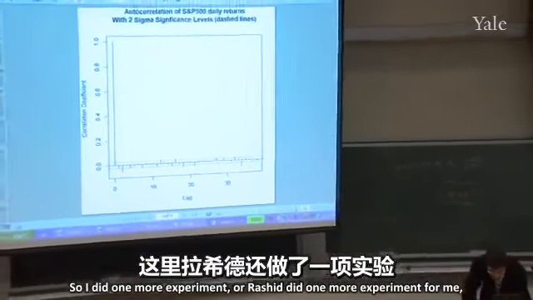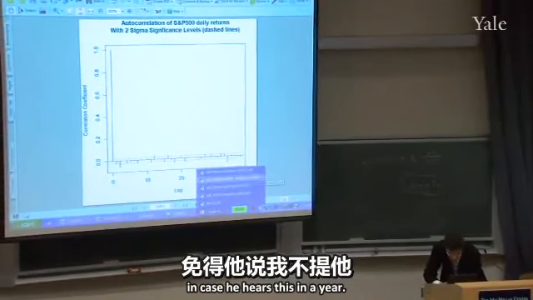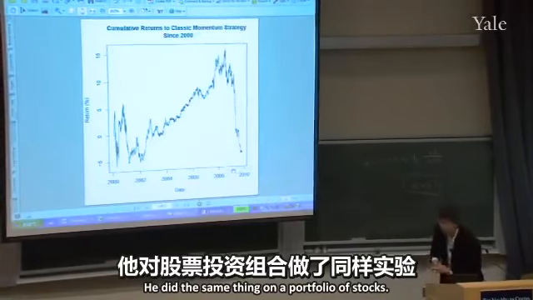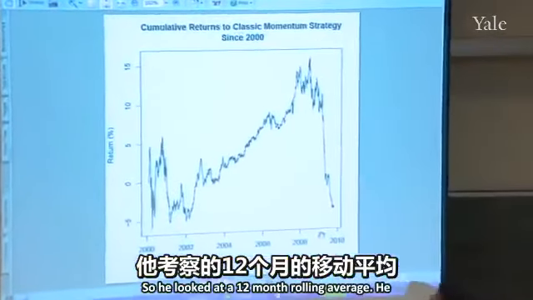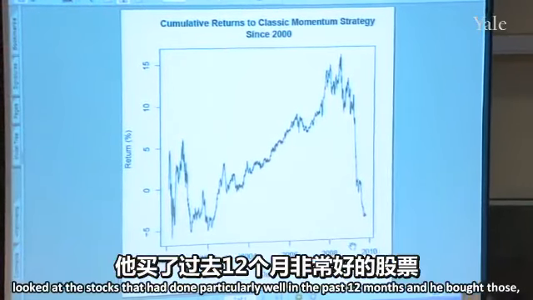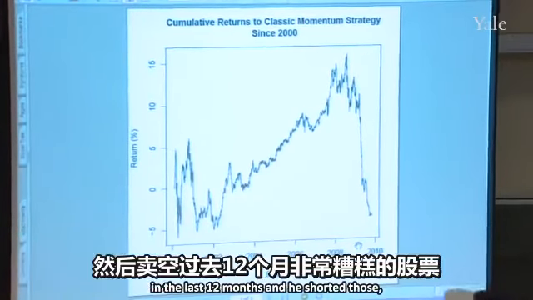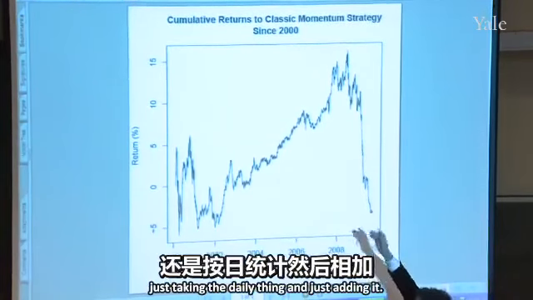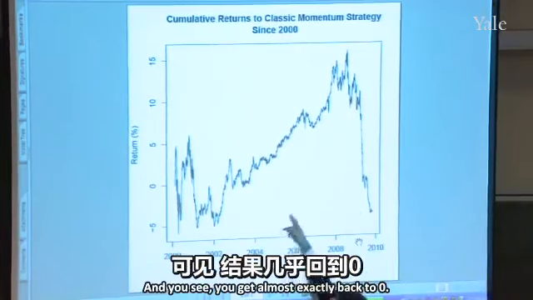So I did one more experiment, or Rashid did one more experiment for me, in case he hears this in a year. He did the same thing on a portfolio of stocks. He looked at a 12-month rolling average. He bought the stocks that had done particularly well in the last 12 months, and he shorted the stocks that had done particularly badly in the last 12 months. Here's what his returns would have been, just taking the daily returns and adding them, and you'd see you get almost exactly back to 0.